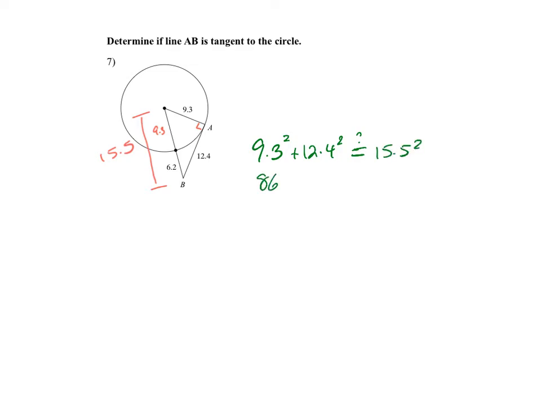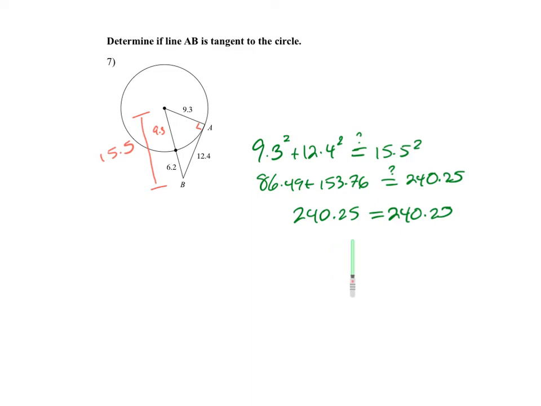This is 86.49 plus 153.76 has to equal to 240.25. So this equals to 240.25. Because both of them are equal to each other, that means that AB is a tangent of the circle.